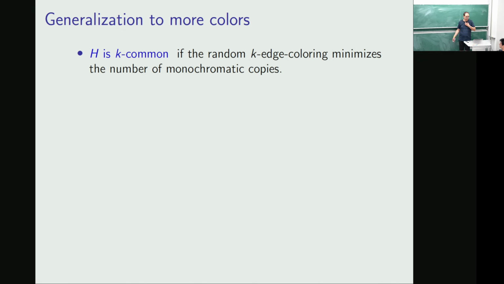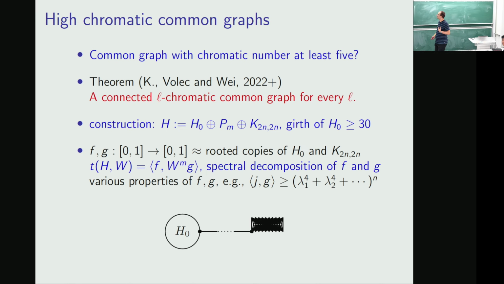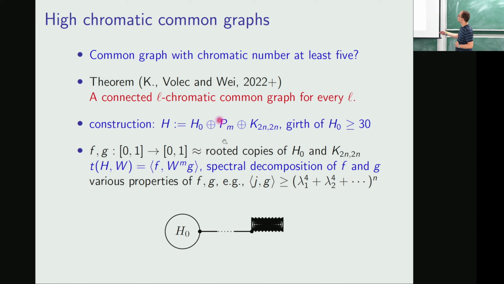Can I ask something? Yes. When you choose n, do you choose n based on m, or is it? No, the other way around. So first, n is chosen based on H0 because I want this graph to balance a possibly small number of copies of H0. So the larger H0 is, the larger I will need this graph to be.